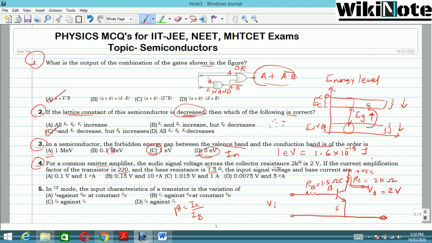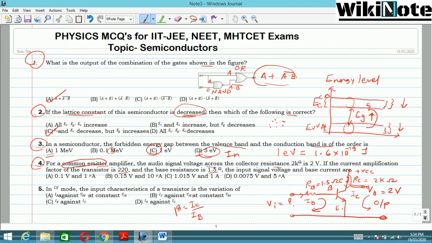Okay, so now the input signal voltage and the base current are what they have asked you about: VI and the base current. The base current is nothing but my IB which is flowing through. This is a very important diagram, guys. The current which is flowing from VCC to the emitter is called IC, the collector current. So the collector current always belongs to the output side, and IB, the input current, always belongs to the input side in case of common emitter configuration.